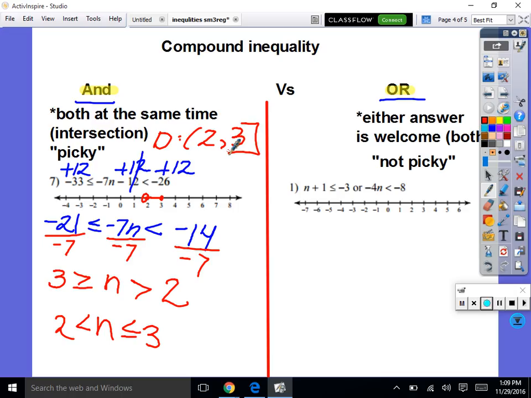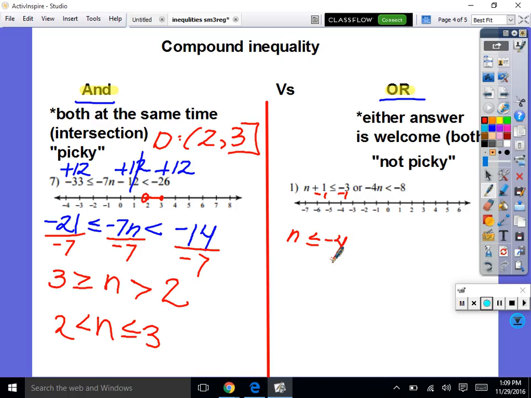All right. Let's do the last example here. Looking at this one, it's an or. Notice how it's split apart. So just solve both and then graph both answers, and they both all get to come, because or is everybody's welcome. All answers are welcome. Solve for n. We'll subtract 1, subtract 1. So n is less than or equal to -4, right?